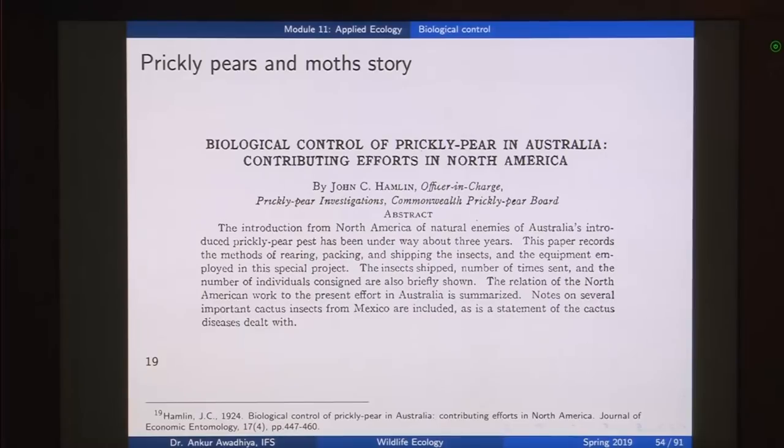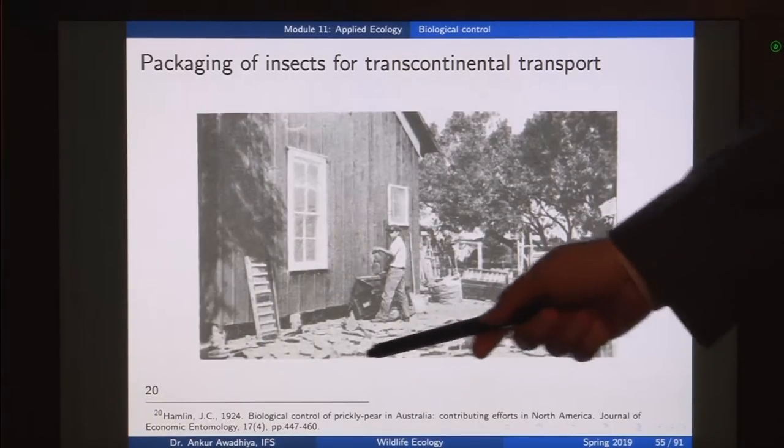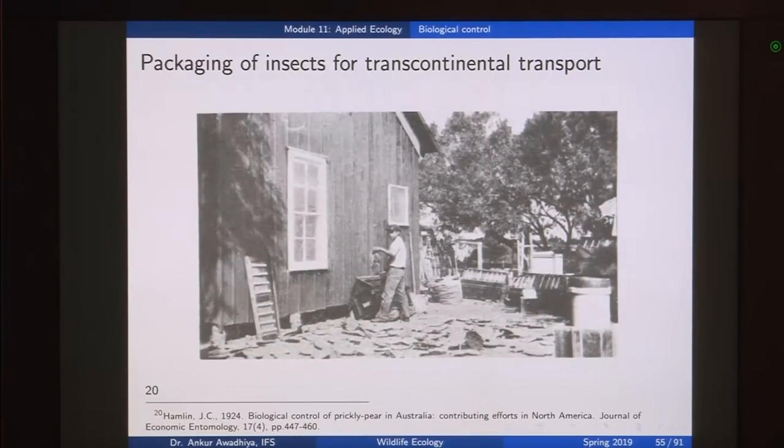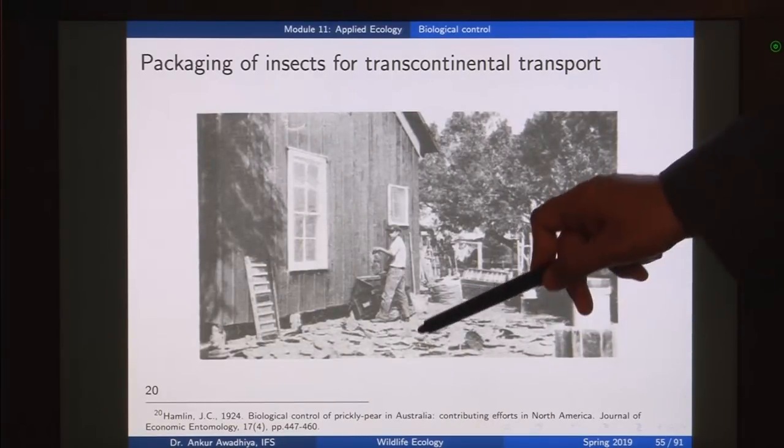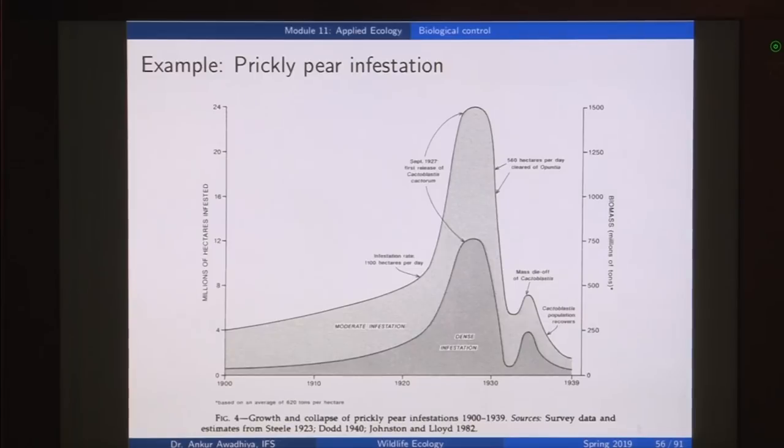Now, what did people do? They took the prickly pear that was growing in North America, and then from there they started to look at different predators or different organisms that were feeding on it. And then they used to bring out all these prickly pears, and then they would pack it up in boxes so that these could be shipped to Australia. And a number of species were tried, and most of them did not work. But then there was this particular moth species that actually worked. Now, in this case, what we are seeing is that there was this moth species that is known as Cactoblastis.